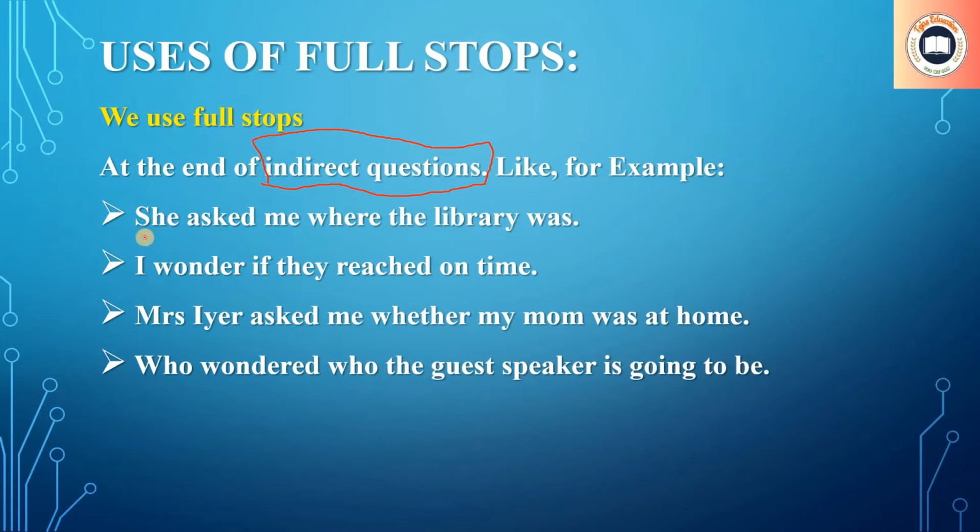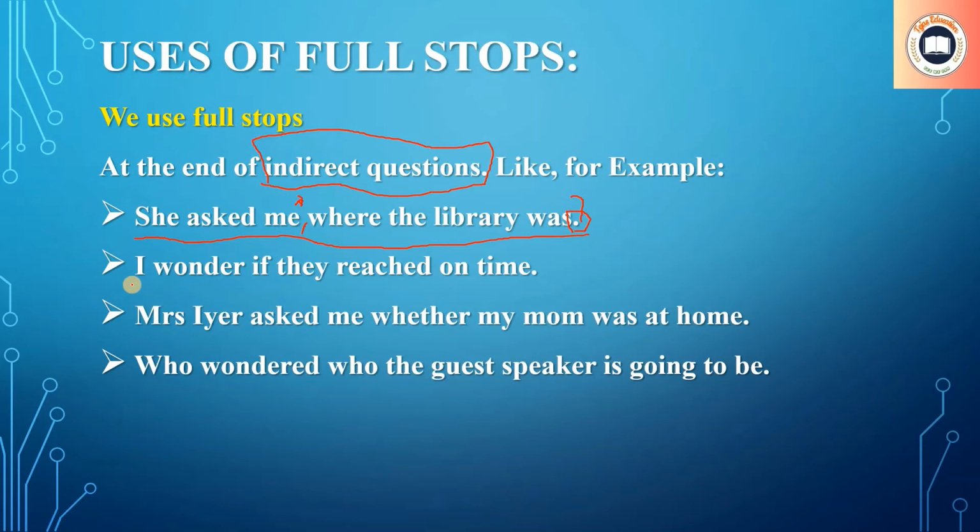For instance, she asked me where the library was. You would think that this is a kind of question, but this is not a question. It ends with a full stop because this kind of sentence is an indirect question. If this were a direct question, it would be: she asked me, comma, inverted commas, where the library was, and then a question mark. That would be the punctuated sentence if this were a direct question.